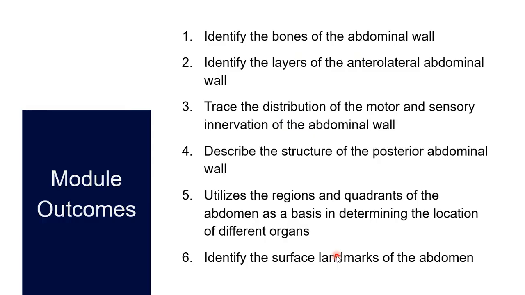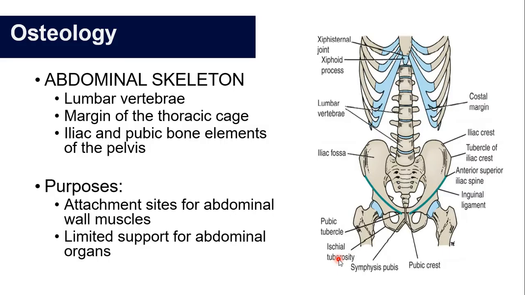At the end of this module, the students must be able to identify the bones of the abdominal wall, including the layers of the anterolateral abdominal wall, trace the distribution of the motor and sensory innervation of the abdominal wall, describe the structure of the posterior abdominal wall, utilize the regions and quadrants of the abdomen as a basis in determining the location of different organs, and identify the surface landmarks of the abdomen.